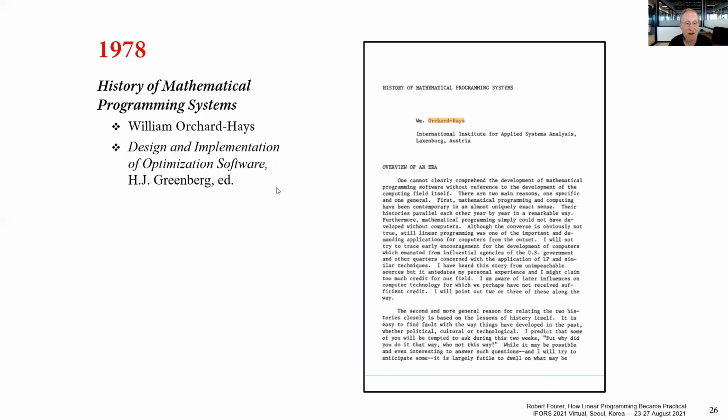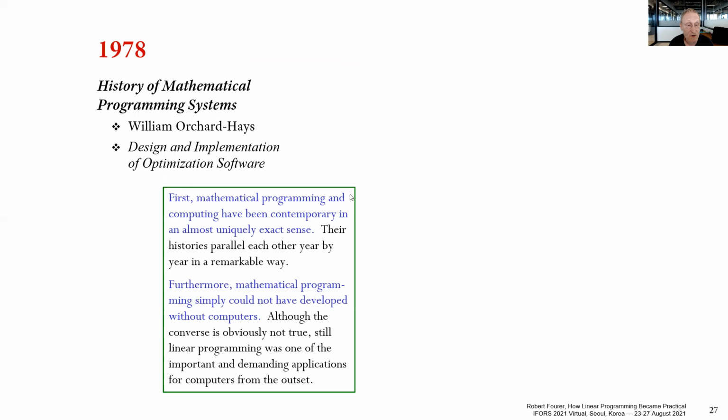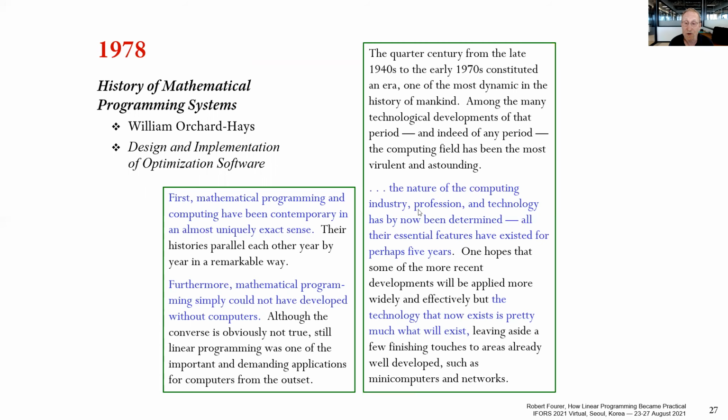Orchard Hayes wrote a lengthy article called History of Mathematical Programming Systems. It talks about better implementations, more powerful computers, and how linear programming software and the computing field grew up together. And he also makes some very curious statements about how computing has essentially reached its zenith, and everything that's going to be accomplished has already been accomplished. It shows the danger of making these predictions. He had become something of a reactionary at that point.